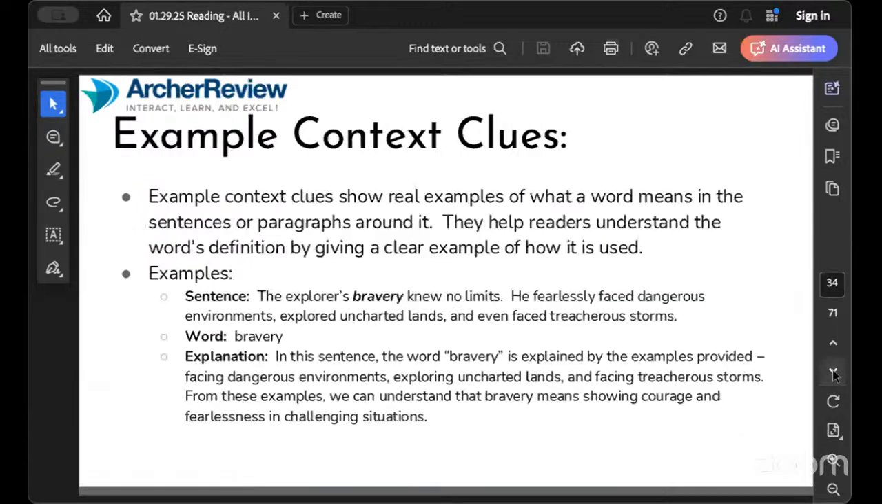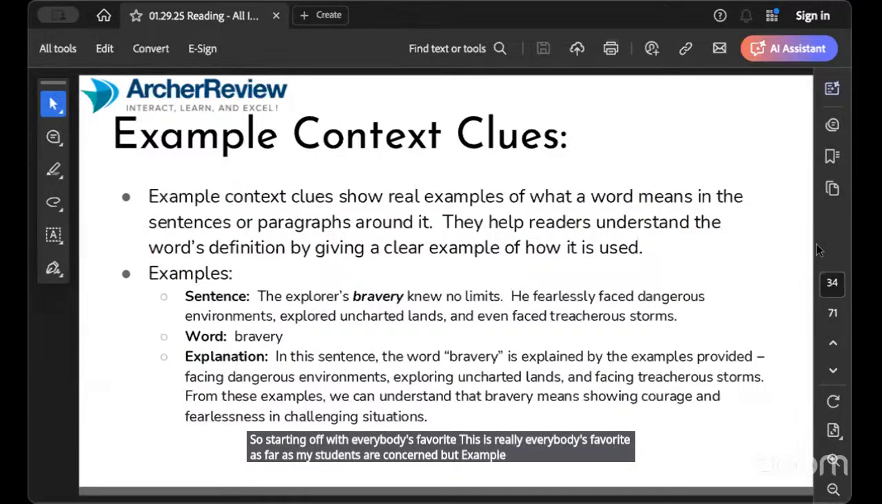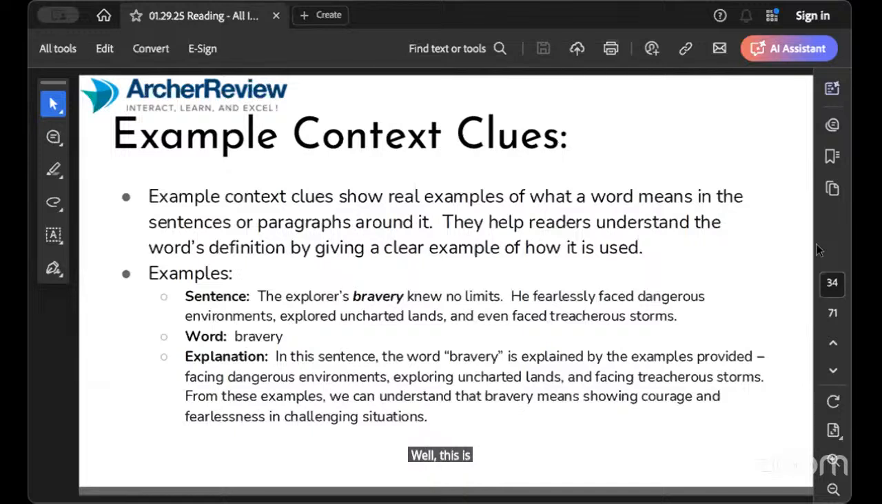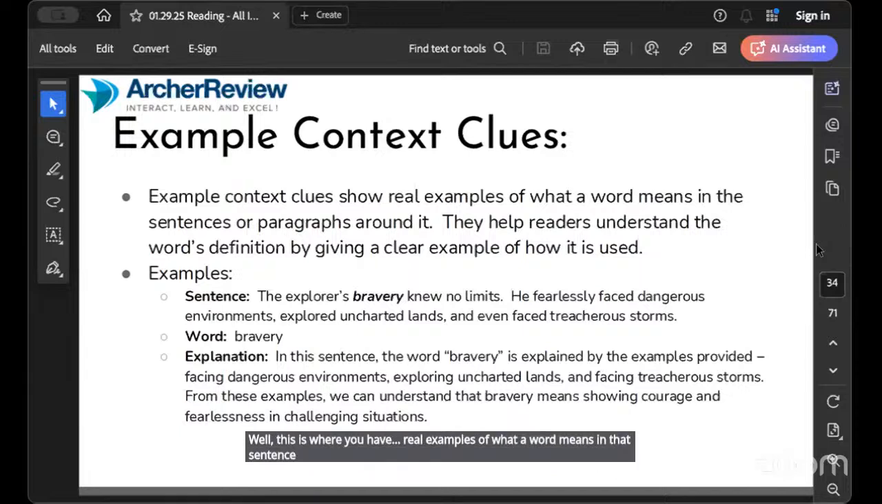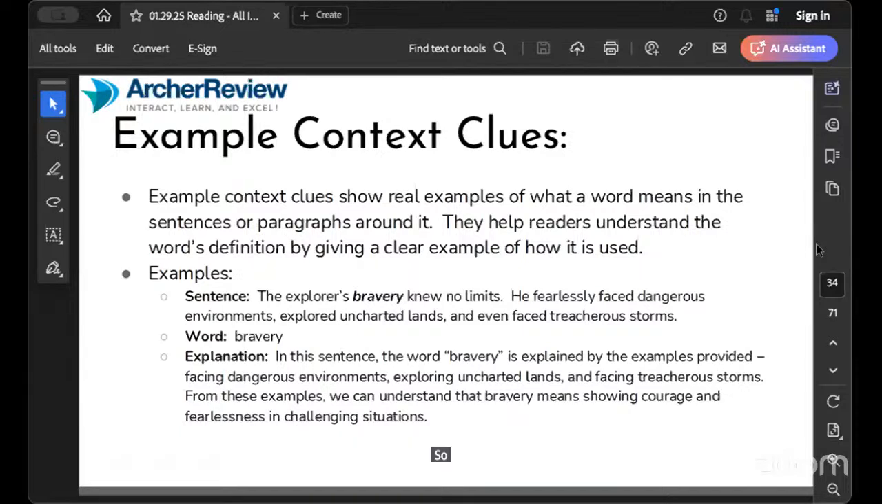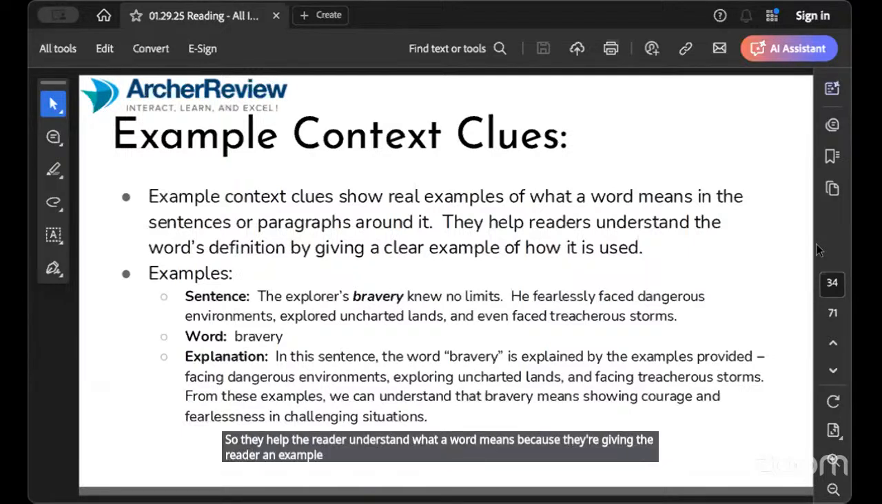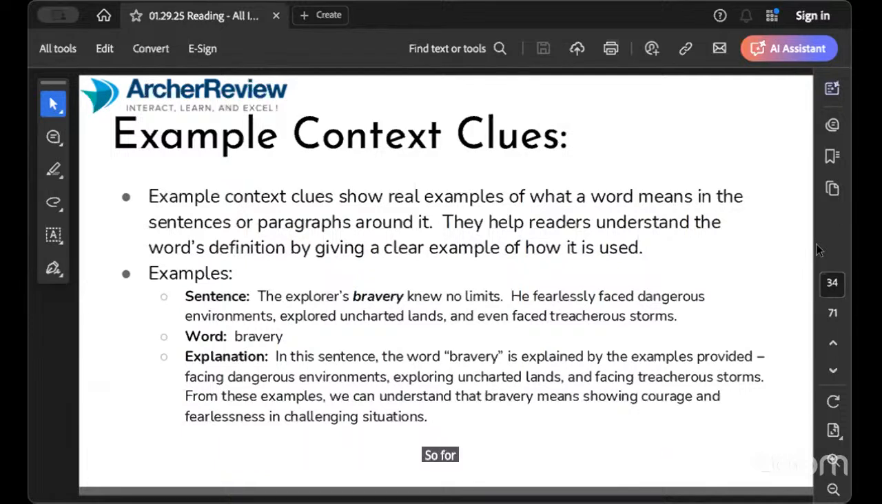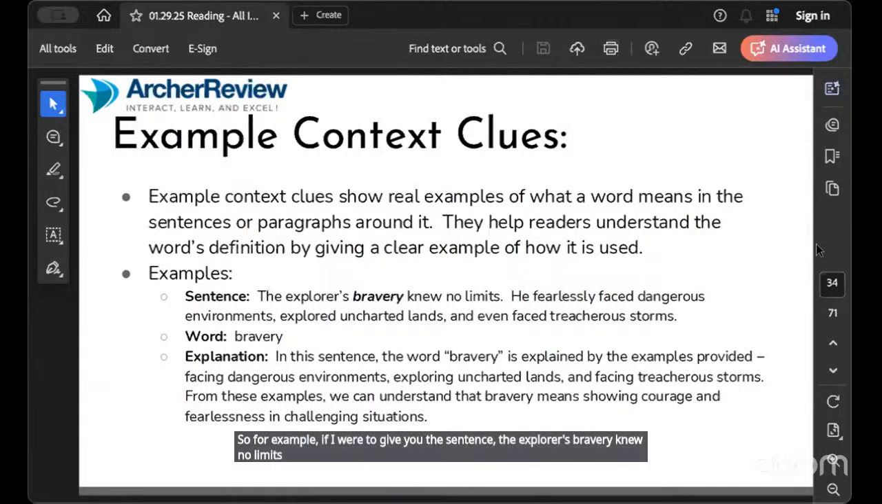So, starting off with everybody's favorite, this is really everybody's favorite as far as my students are concerned, but example context clues. Well, this is where you have real examples of what a word means in that sentence or in that paragraph. So they help the reader understand what a word means because they're giving the reader an example of what that word means. So, for example, if I were to give you the sentence, the explorer's bravery knew no limits. He fearlessly faced dangerous environments, explored uncharted lands, and even faced treacherous storms.